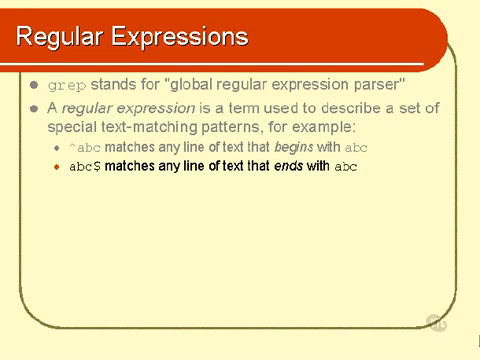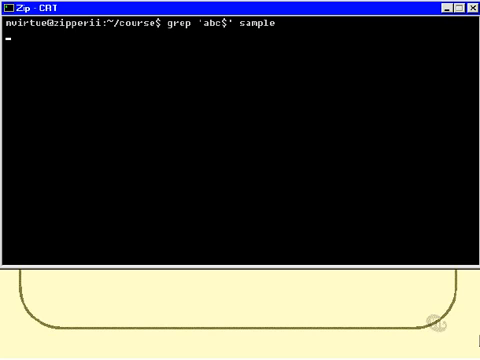ABC$ matches any line of text that ends with ABC. So let's see if there are any of those, and I'll do a little search for them, and there's absolutely none at all. What that actually means is that no line ends in ABC. Typical lines from the /etc/passwd file end in the name of the shell that you're using, so we don't have any shells called ABC.